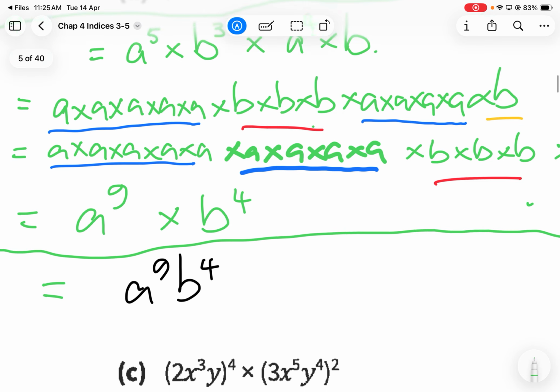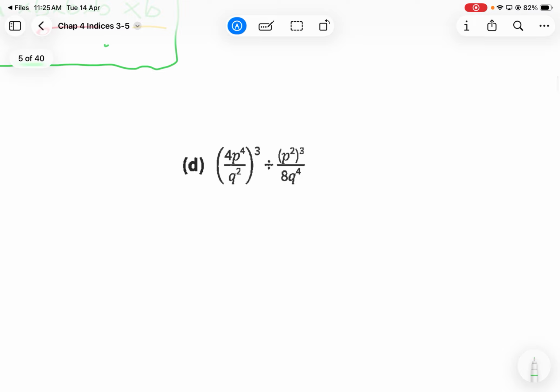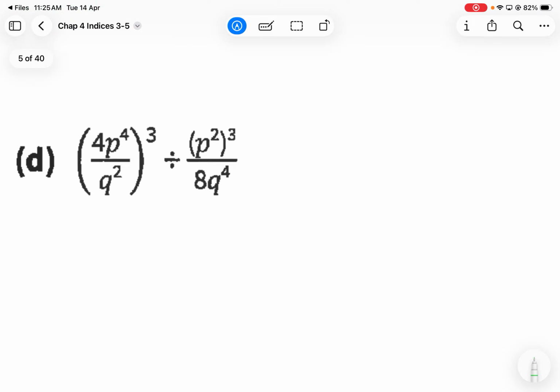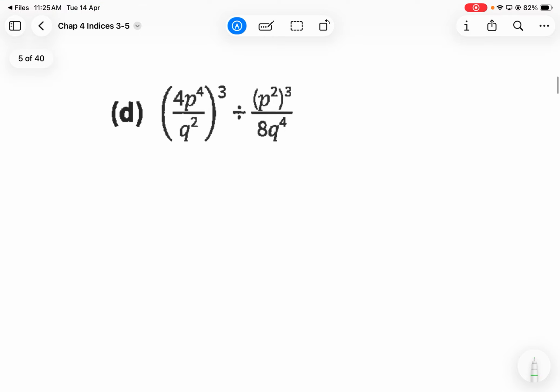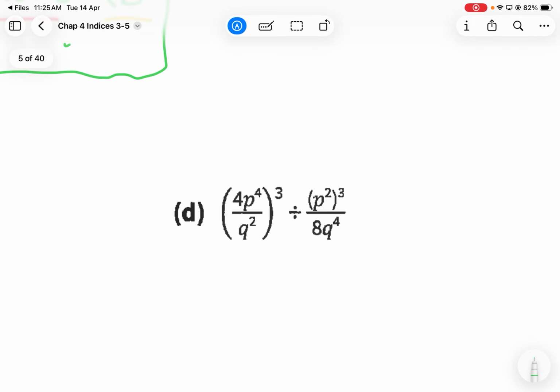Okay? I show you all one more. D. Okay. So, if I look at this one, break it down into smaller thing, as the numerator of this first fraction, I actually have 4 times P to the power 4. There is a multiplication in between. Then the denominator is Q to the power 2. Then I have divide. Then I have a fraction over here.